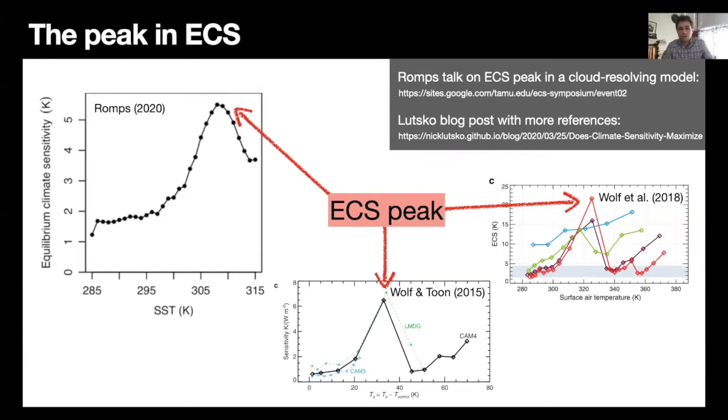And since I know this talk is recorded and you can pause it, I've just put a few links in the upper right of this slide. The first link is to a recorded talk by David Romps about his 2020 study. And the other is a link to Nick Lutsko's blog post that provides a really nice summary of previous literature on this ECS peak. So that's just for your reference if you want to read more background.